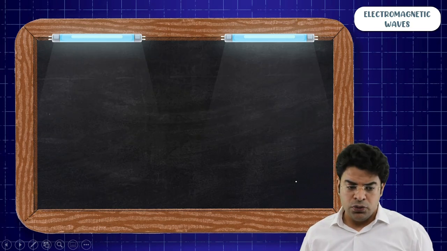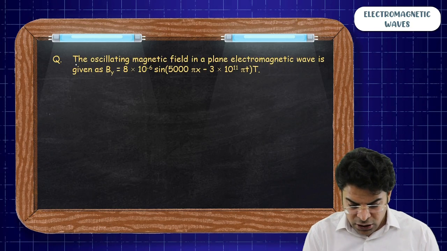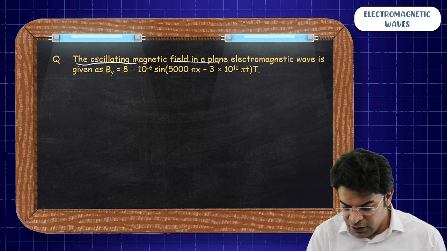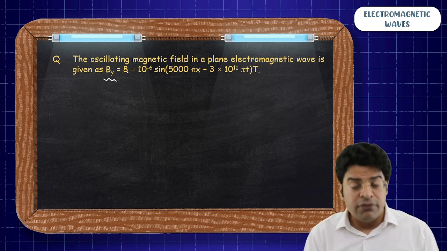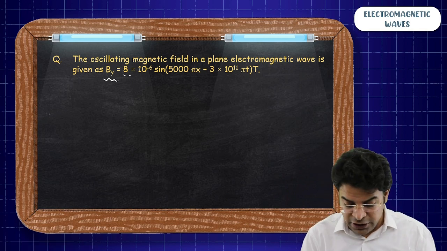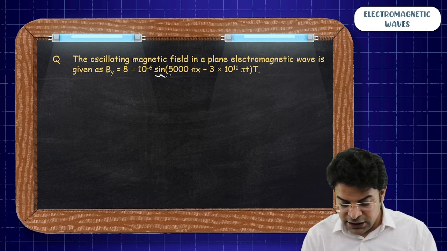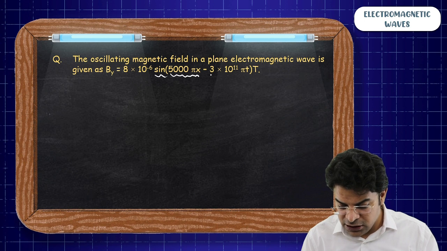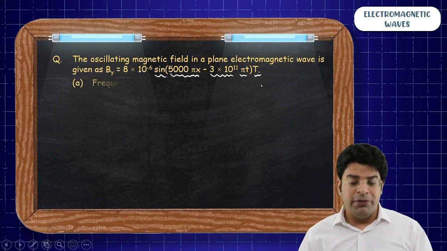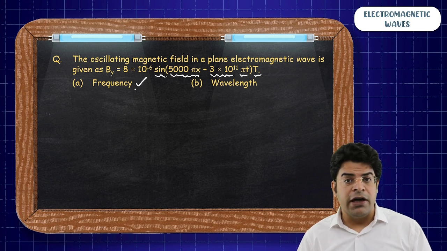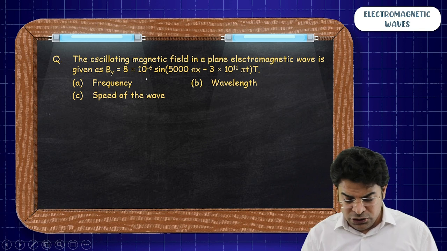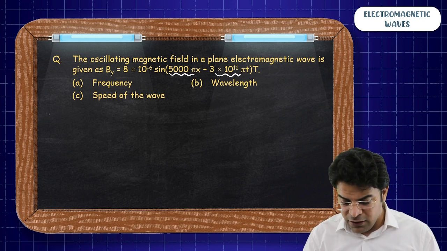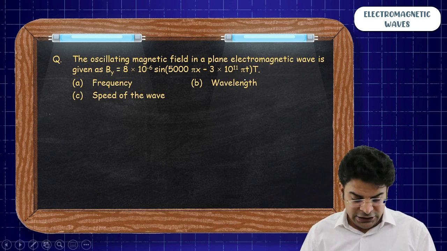So now let's do an example based on this. The oscillating magnetic field in a plane electromagnetic wave is given by: the magnetic field oscillates in the y direction, By equals 8 into 10 to the power of minus 6 sine (5000 pi x minus 3 into 10 to the power of 11 pi t) Tesla. Your mission is to find the frequency of the EM wave, the wavelength of the EM wave, and the speed of the wave. Once you know k and omega, finding all these three things is easy.